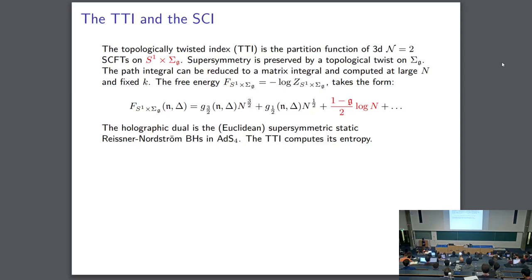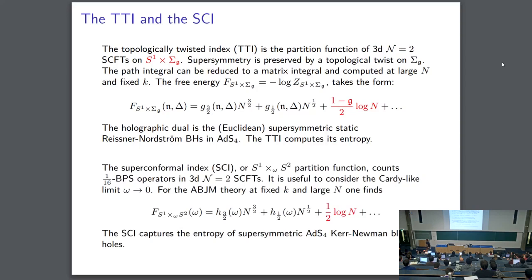The claim to fame of this object is that it is an index, or a path integral, which knows about extremal supersymmetric Reissner-Nordström black holes in AdS. So these N's are the charges of the black hole, and so on. So this leading term is the leading A over 4 entropy of the black hole, and this is an infinite series of G Newton corrections to that.